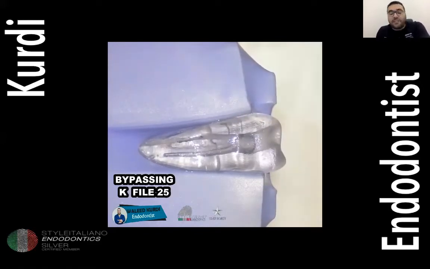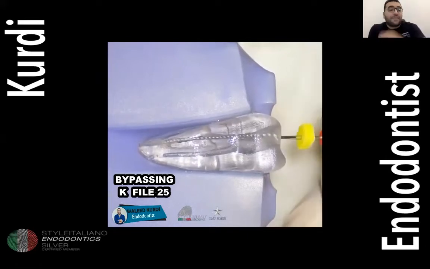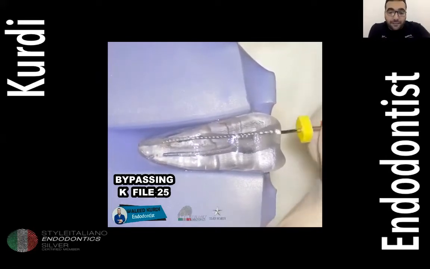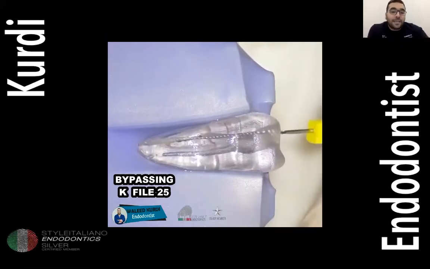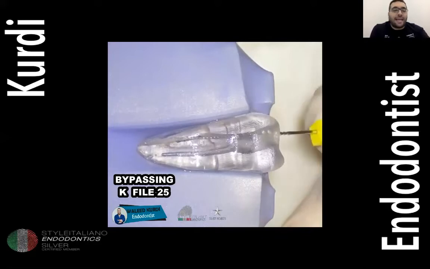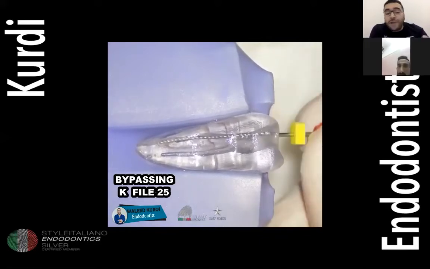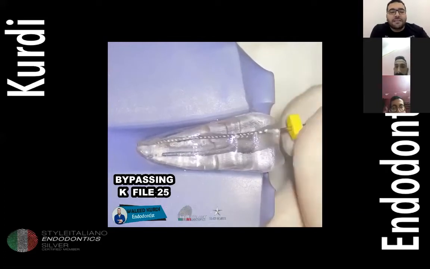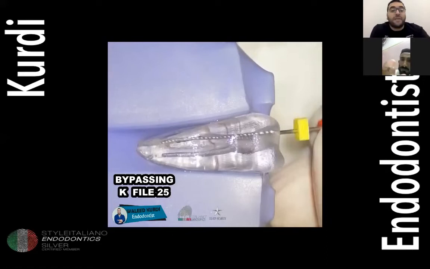Now with K file number 25, I'm trying again to increase the bypassing space a little bit, so K file number 20 can reach the full working length. When K file number 20 can reach the full working length, and if we can have 25 also reaching the full working length, we will have this kind of big glide path for the rotary file to be used.